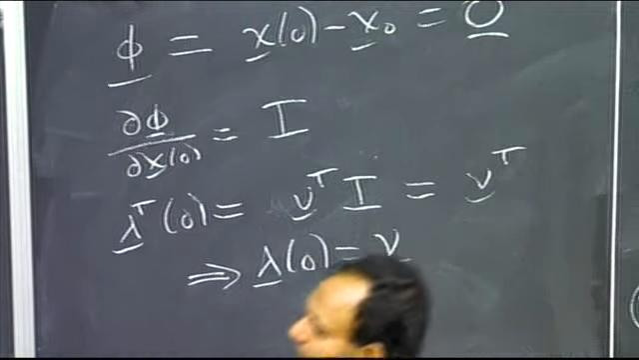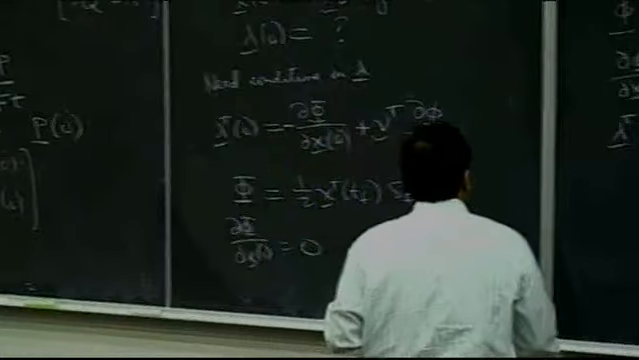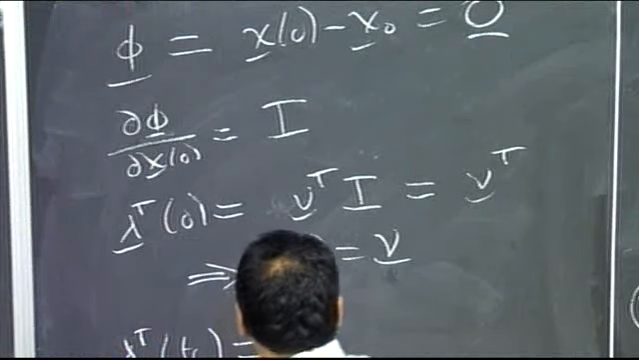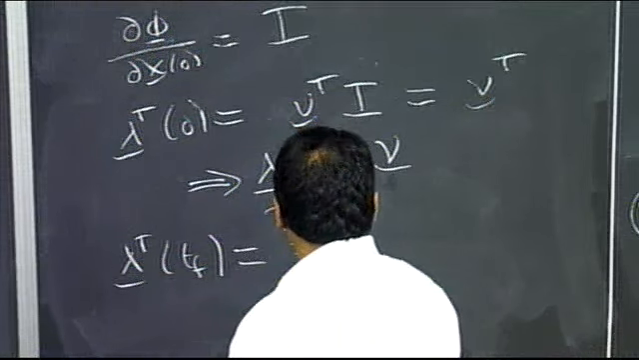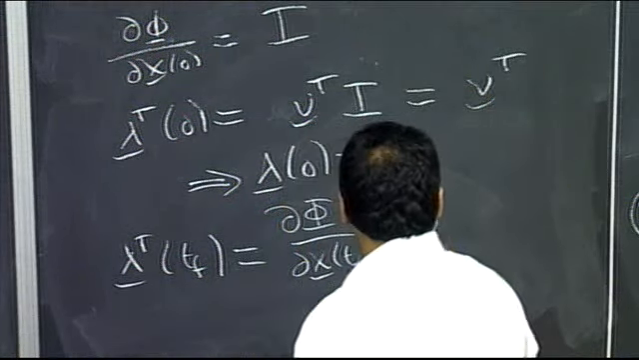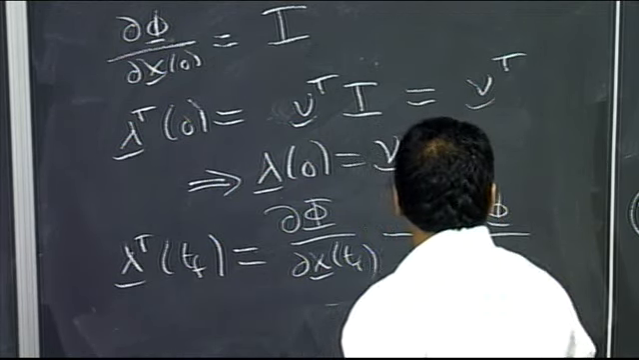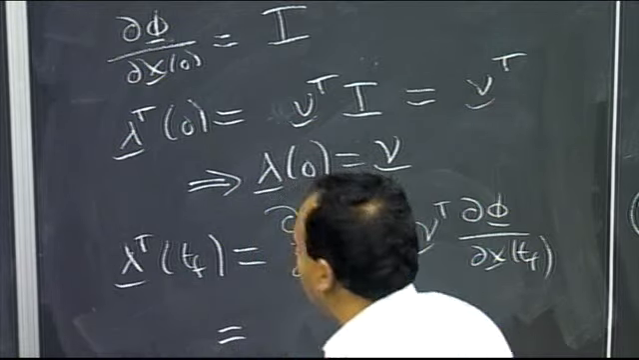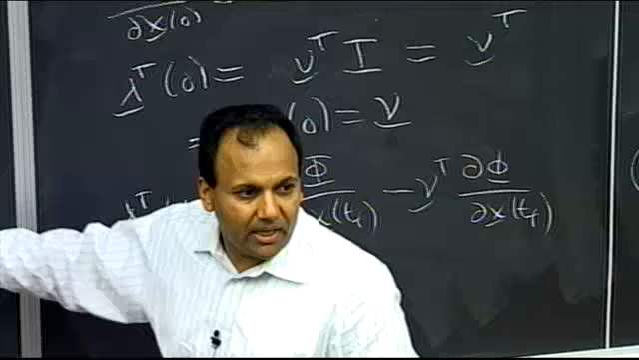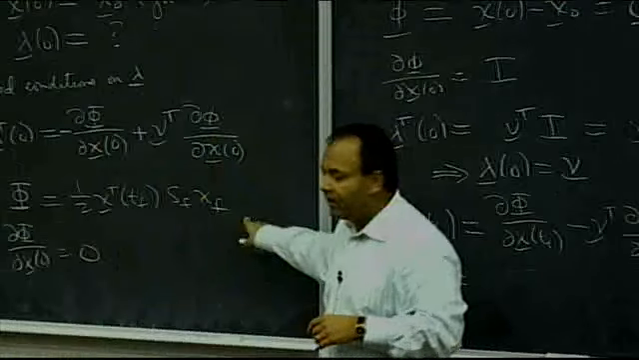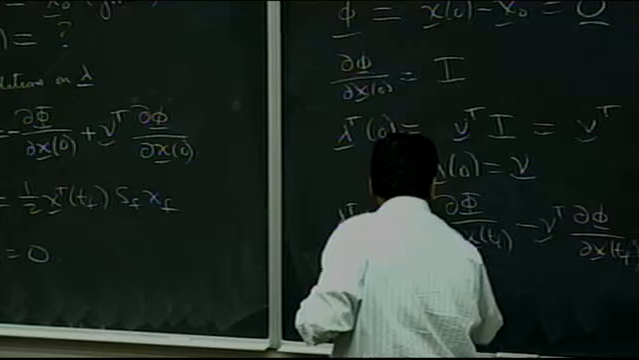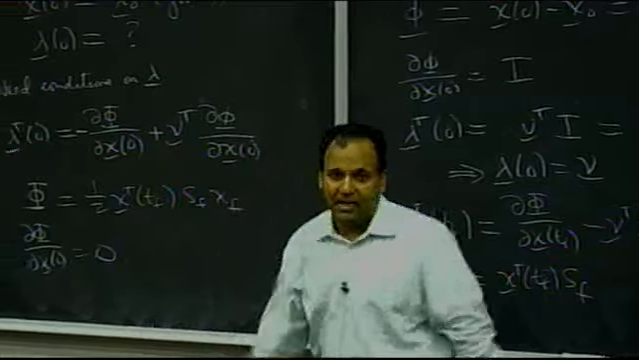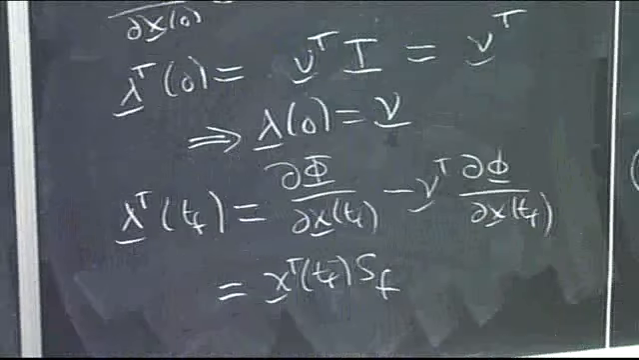Now let's go to the final point. I have some other things going on here. I know that lambda transpose at TF is equal to the partial of big phi with respect to x at TF minus nu transpose times the partial of little phi with respect to x at TF. What's the partial of big phi with respect to x at TF? There's phi right there. If I take its derivative with respect to x at TF, I get x transpose at TF times SF. By the way, I have to know what SF is because I have to know what my cost is, right? So SF is a known quantity.